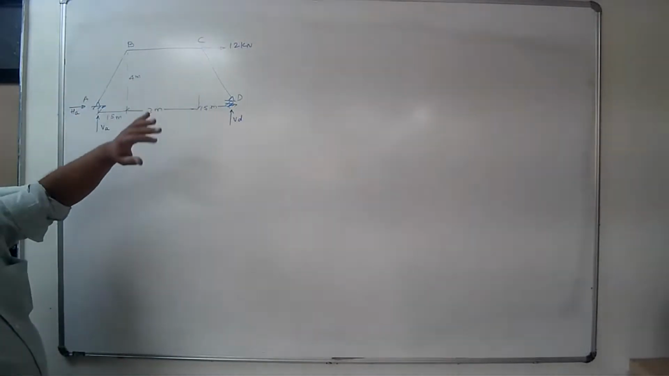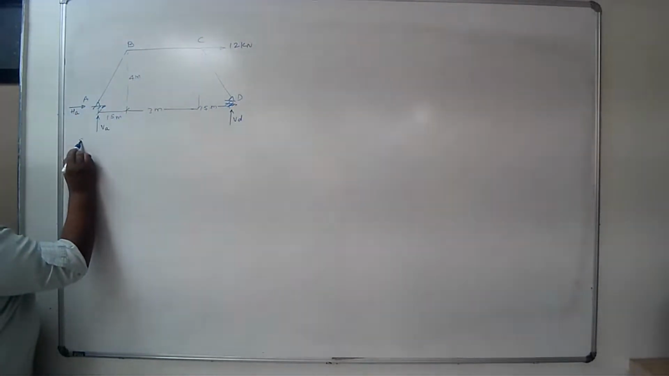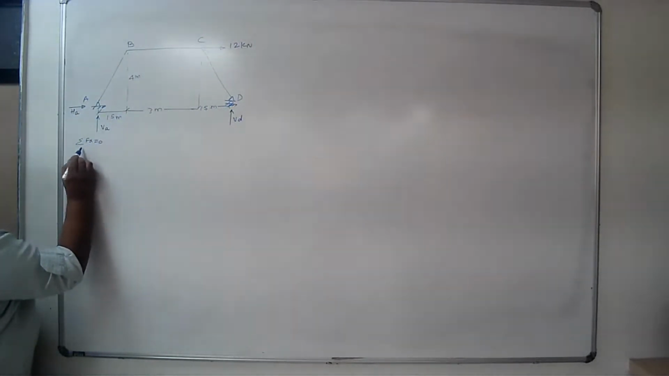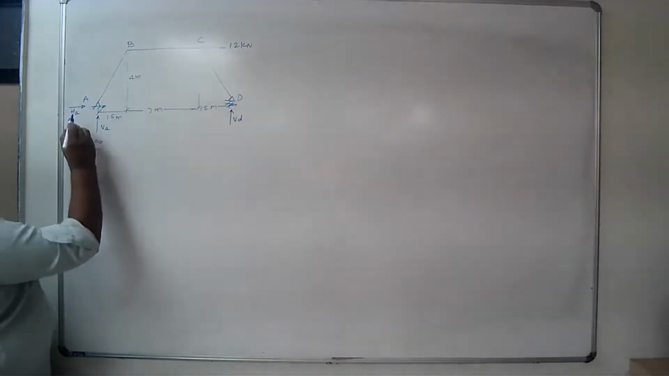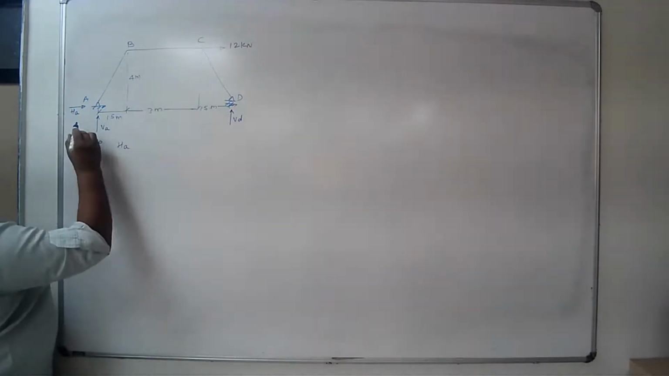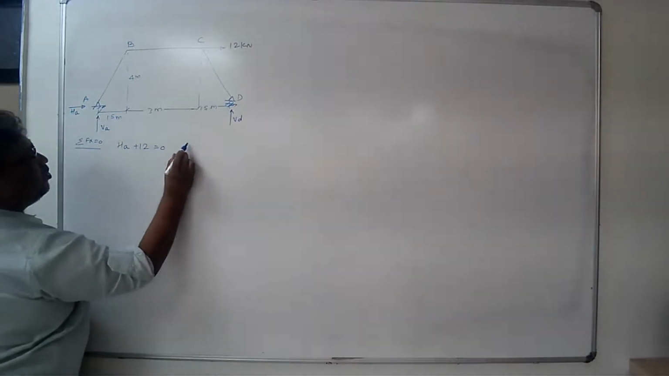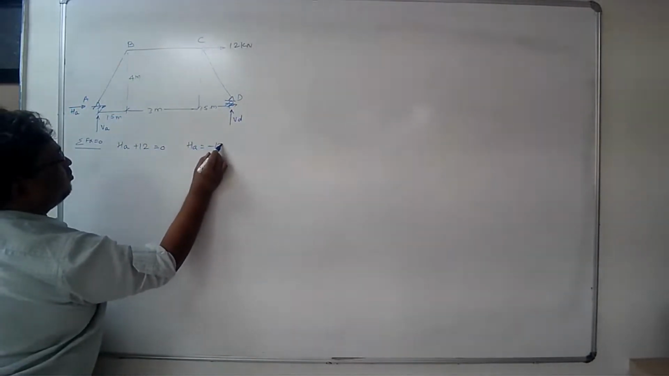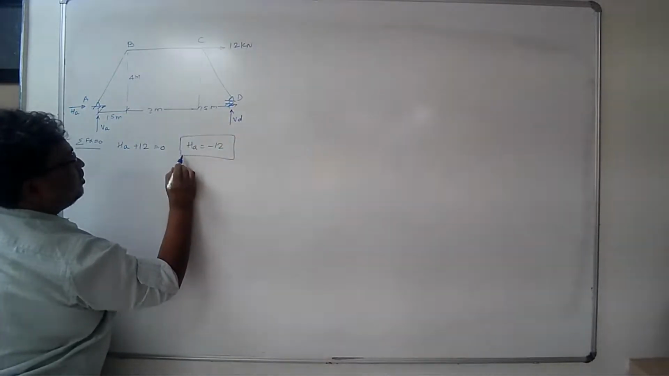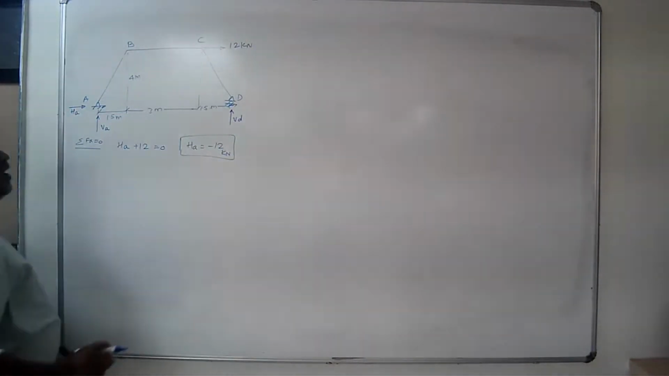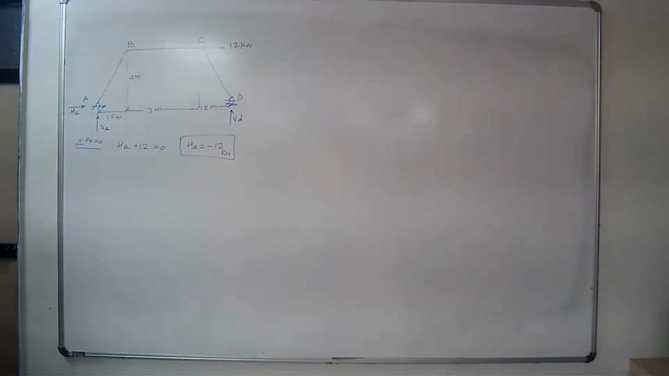From the concept of external equilibrium, I use three conditions: sigma Fx is equal to 0. If I use sigma Fx is equal to 0, HA is acting right, and this 12 is also acting right, so it is on the same side, is equal to 0. So HA I have got is equal to minus 12 kilonewton. It means that my assumed direction is wrong, it must be in the opposite. That we will do at the end.